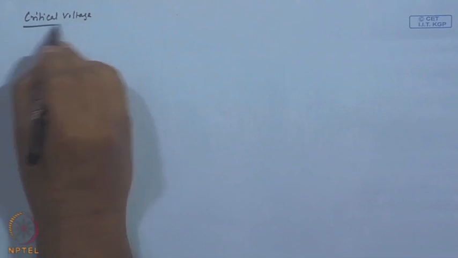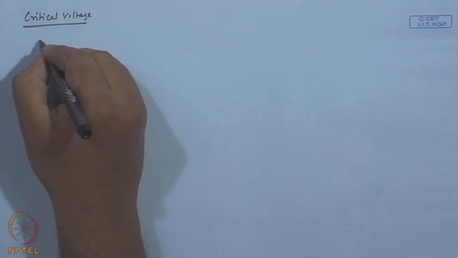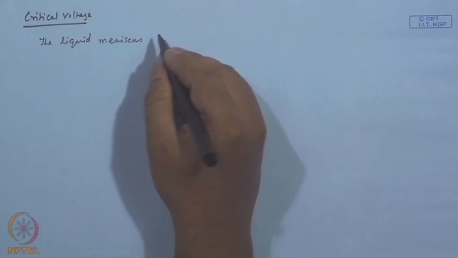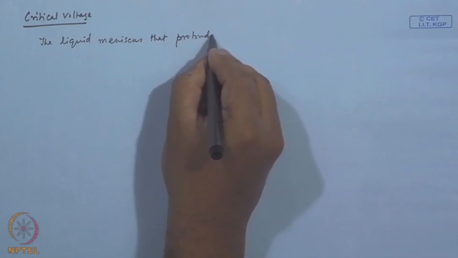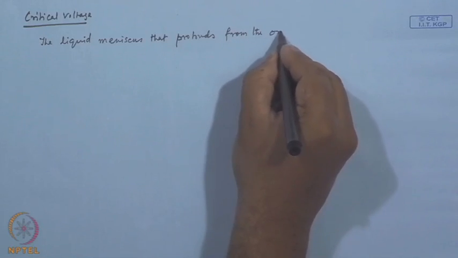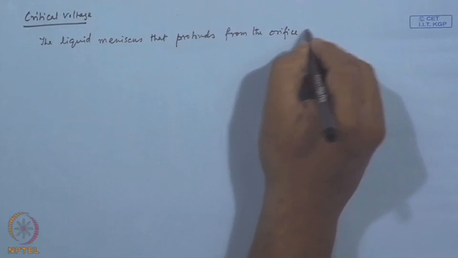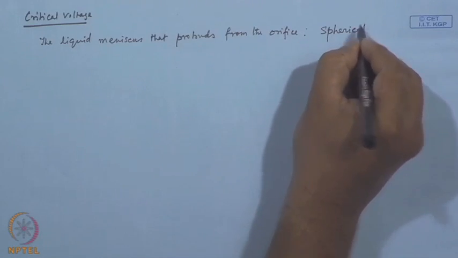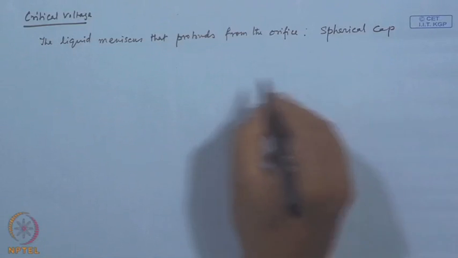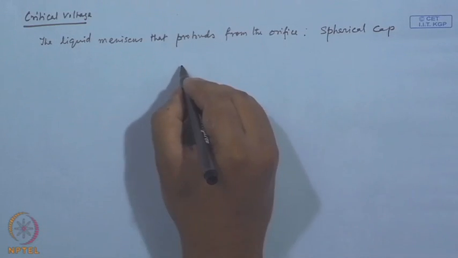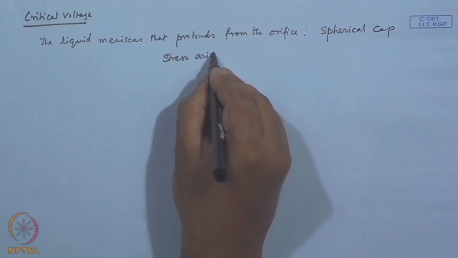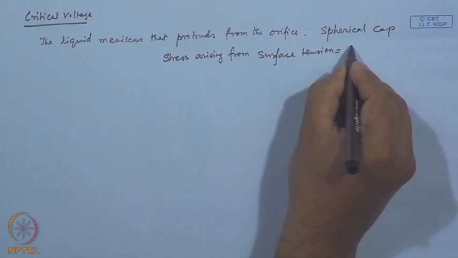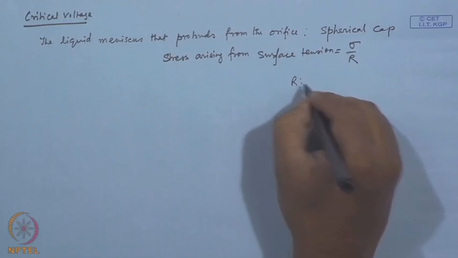See this, the liquid, if we look at the liquid meniscus that protrudes from the orifice, if you assume that this is of the shape of a spherical cap, then the stress arising from surface tension is equal to sigma by r, where r is basically the principal radius of curvature. You understand what this is.